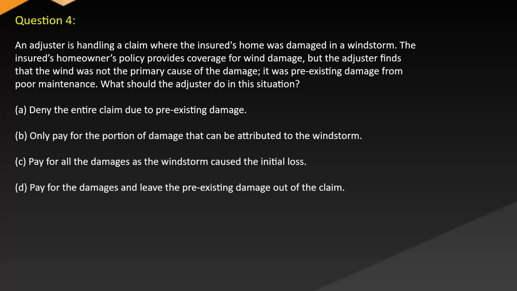A. Deny the entire claim due to pre-existing damage. B. Only pay for the portion of damage that can be attributed to the windstorm. C. Pay for all the damages as the windstorm caused the initial loss. D. Pay for the damages and leave the pre-existing damage out of the claim.